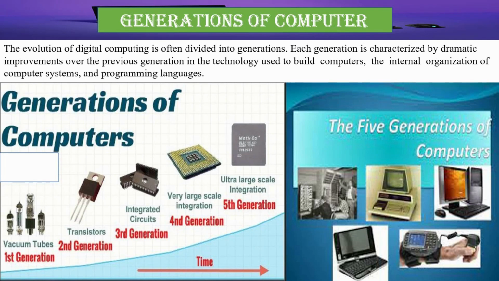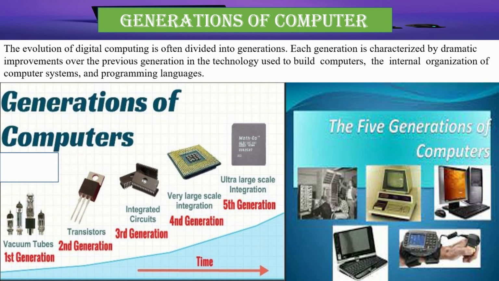The evolution of digital computing is often divided into generations. Each generation is characterized by dramatic improvements over previous generations in the technology used to build the computers, the internal organization of computer systems, and programming languages.